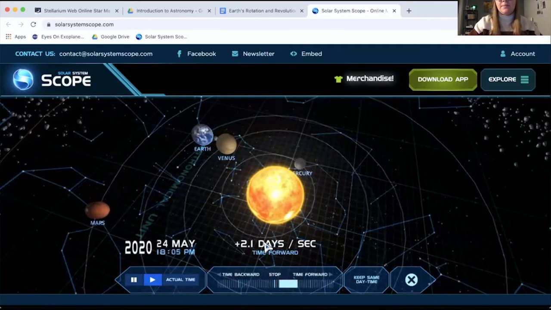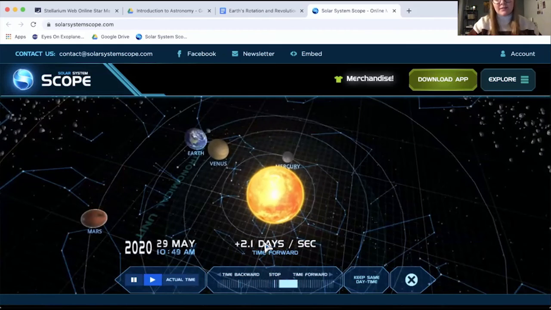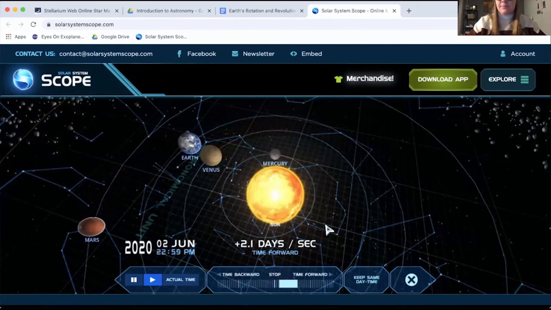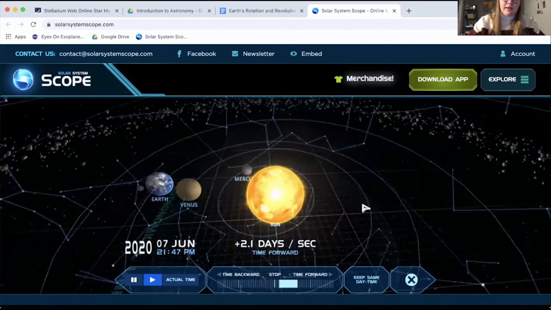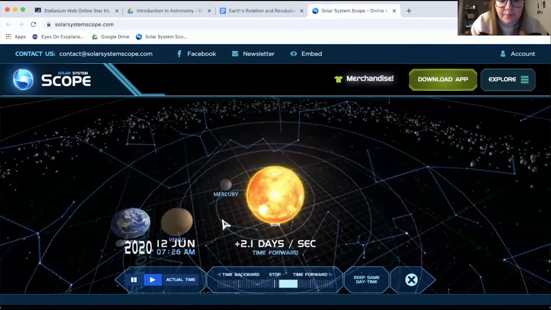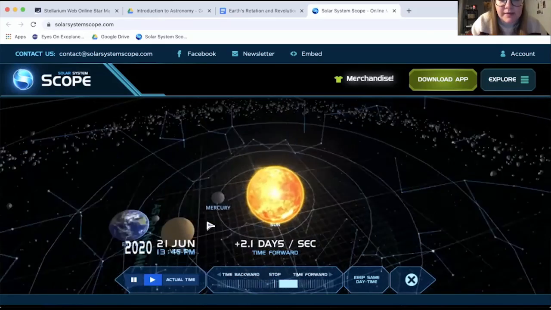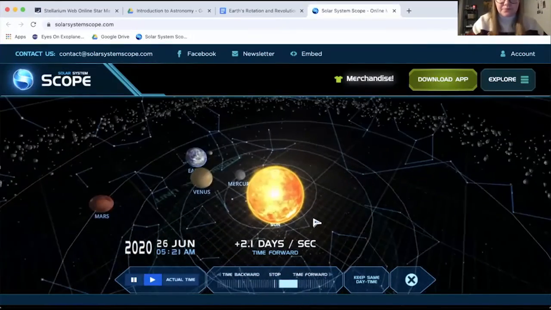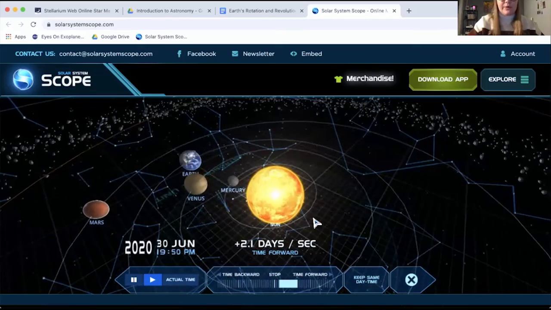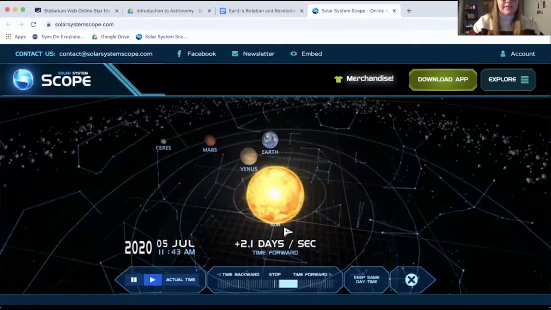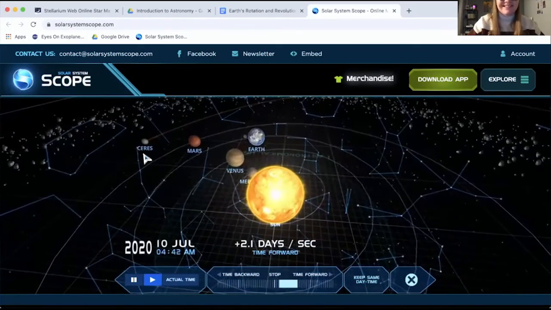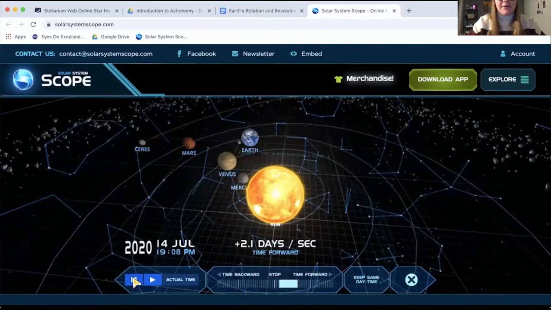Sometimes they're slower, sometimes they're faster. Some of them don't actually orbit. And I'm not sure if Mercury does that or not, but it's something that you can definitely figure out on your own while you play around with this. And I definitely recommend that you do that. Look at Sirius, it's going really fast. It's definitely a cool tool to kind of mess around with the solar system in a safe way.